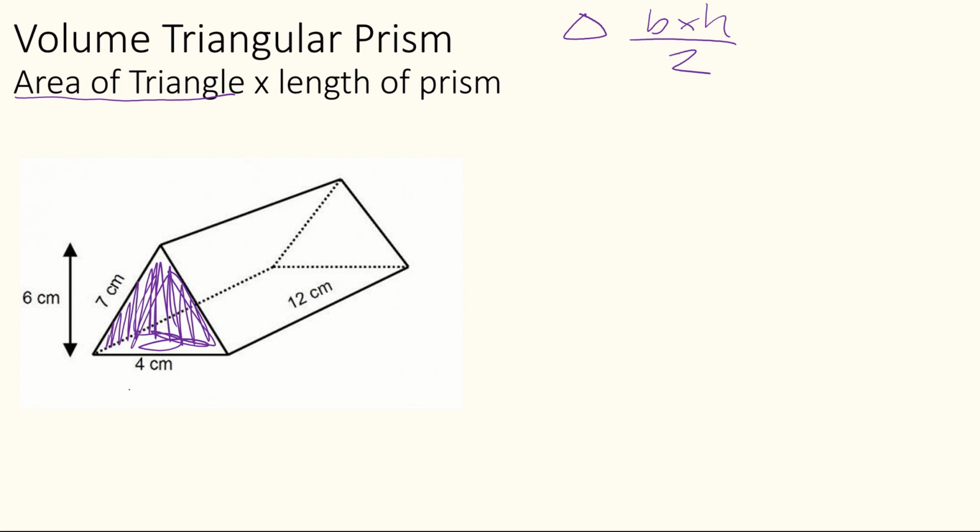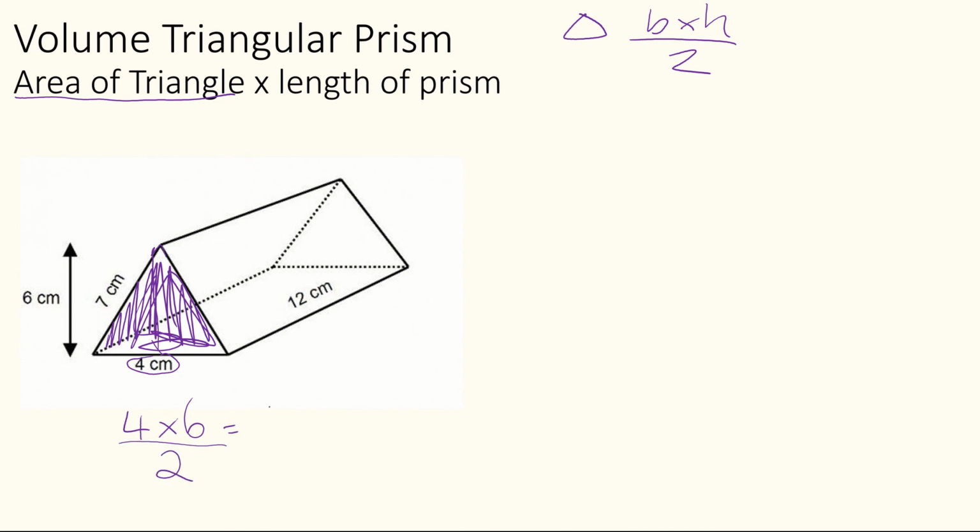So base times height. What is the base? Well, this number 4 here, this is the base of the triangle. Then this is a tricky bit. What's the height? Because you've either got the 7, which is sloping, or the 6. The height of a triangle is always the tallest part of the triangle. It's not necessarily the slopey part. So in this case, it's actually 6. So that's how we find the area then.